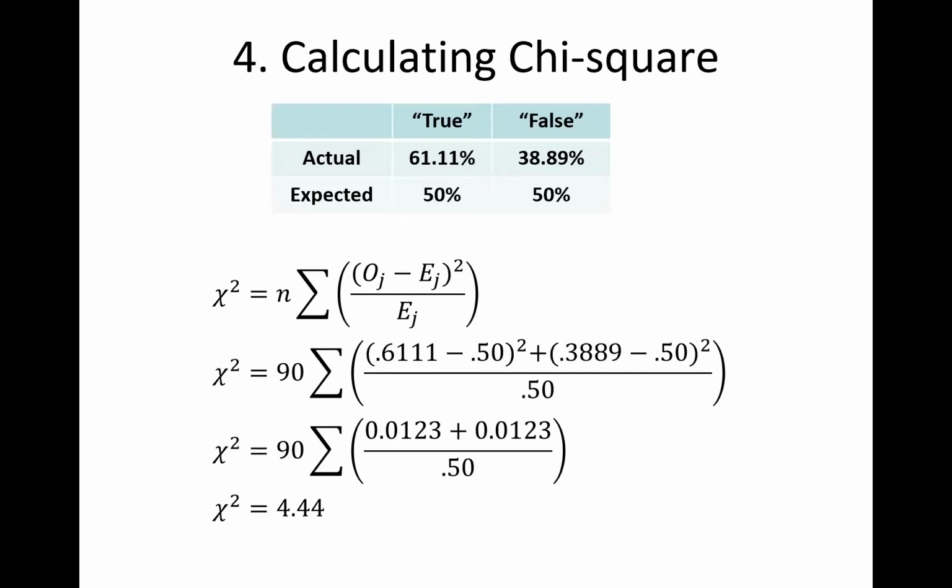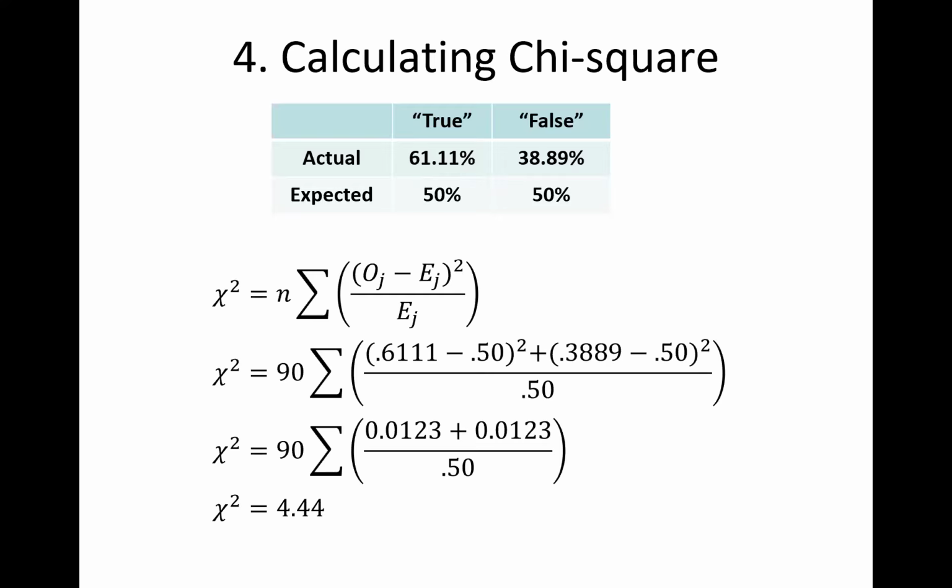Take the sum of those two divided by 0.50, and on the right side of the equation, you multiply by 90. You multiply by the total number of cases in the sample, which is 90. So you multiply 90 times the sum of 0.0123 and 0.0123 divided by 0.50, and the result of that is 4.44. So that's your calculated chi-square for this goodness of fit test.